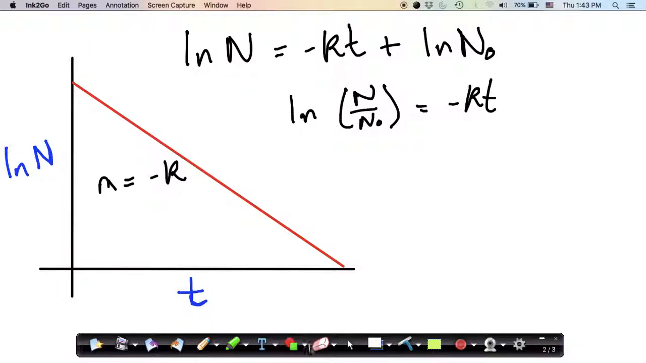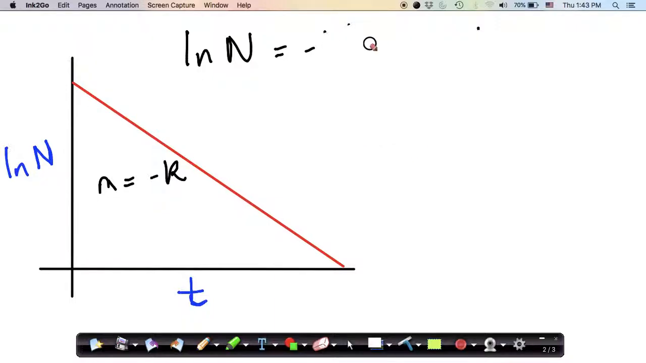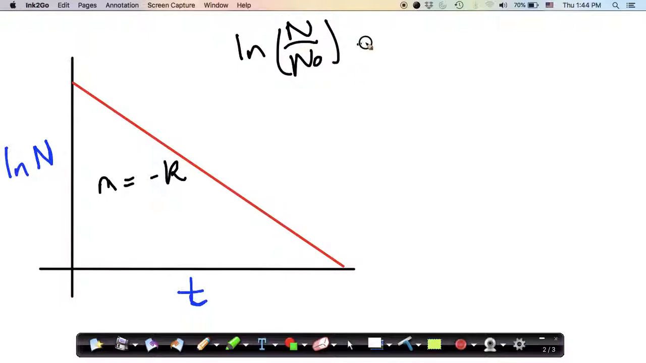So let's erase everything except our slope-intercept form here. Oh, you know what? Actually, let's erase the slope-intercept form. Let's go with the second form of the equation we had there, where we had the natural log of n over n naught equals negative kt.